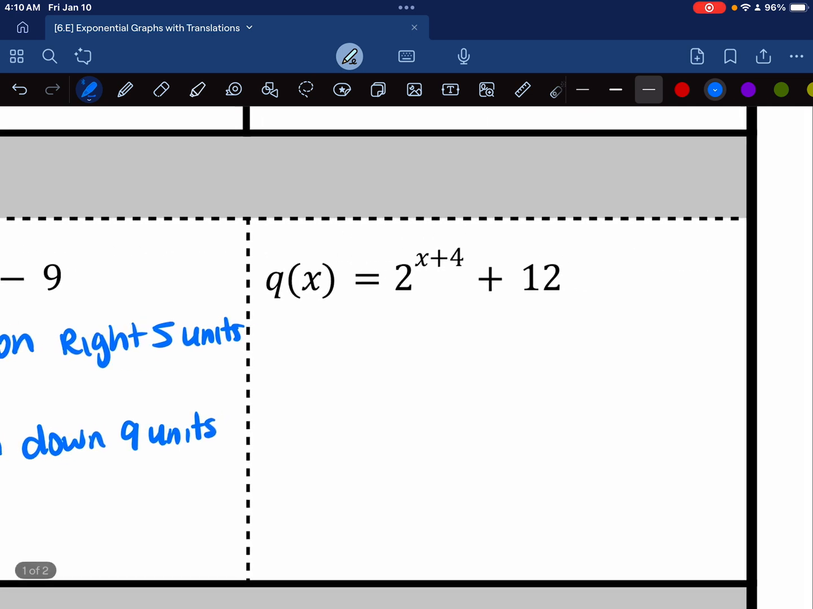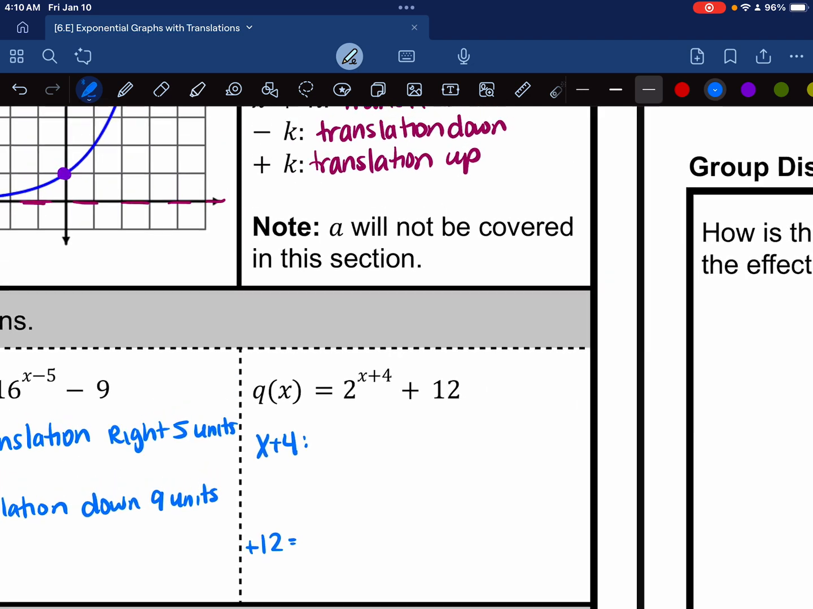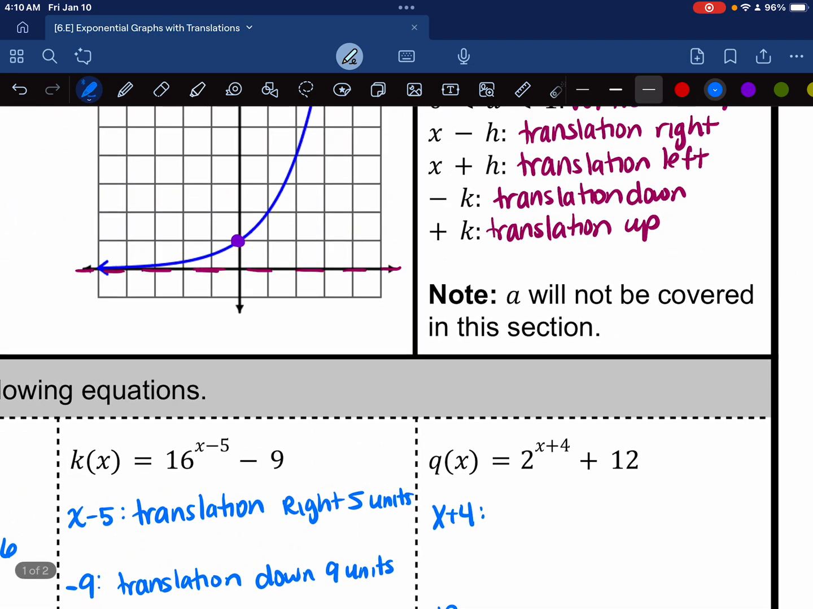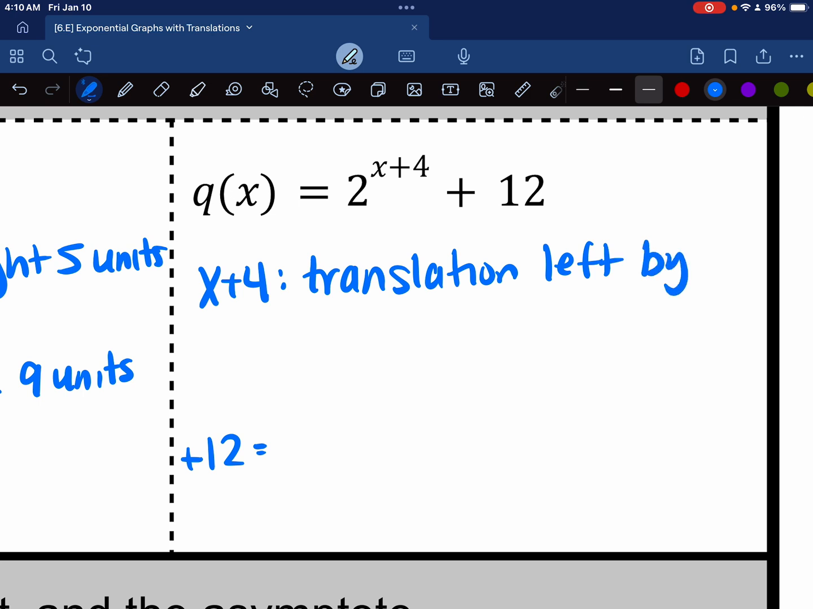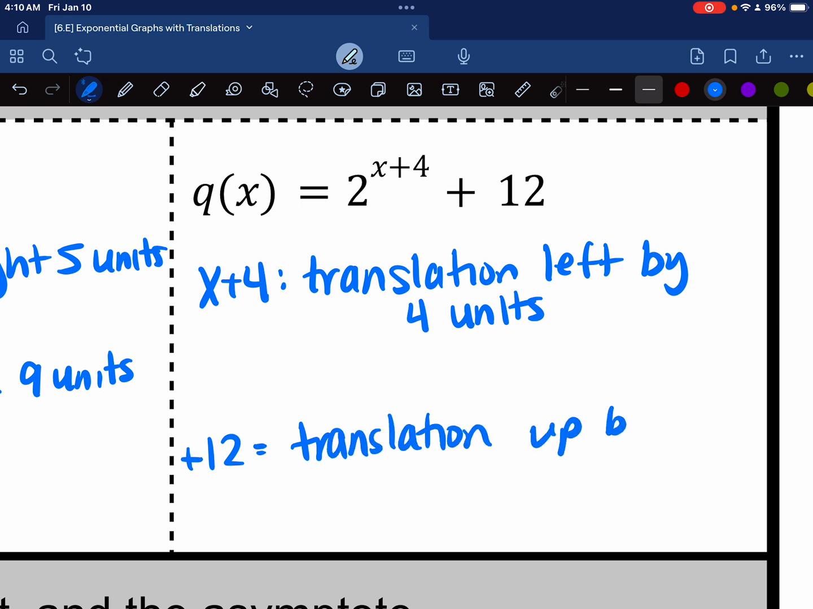Let's do it one more time. So x plus 4, and then I have the 12, which is a positive 12. So x plus 4, again, is an h. So I see right here, x plus h, that's a translation left. And this 12 for k is positive, which makes it a translation up. And make sure to use all the words for it, right? So translation left, and I'm saying by how many units? By 4 units. And a translation up by 12 units.